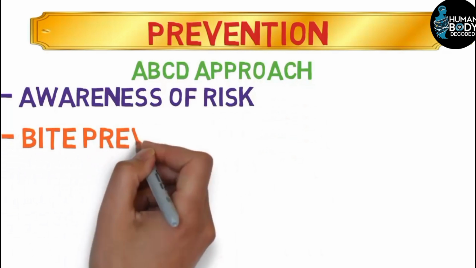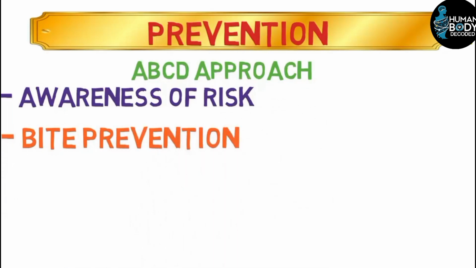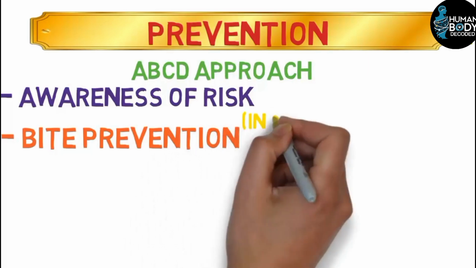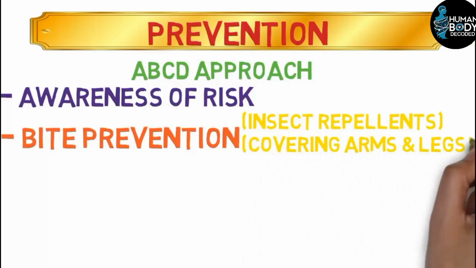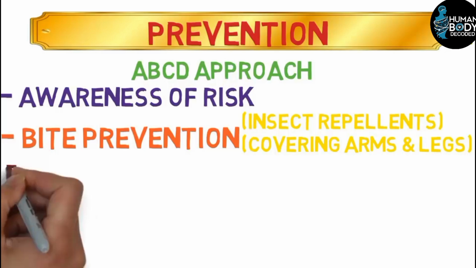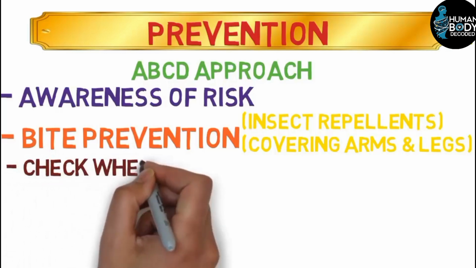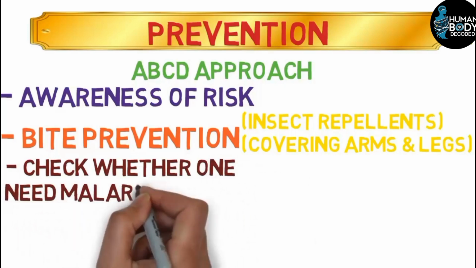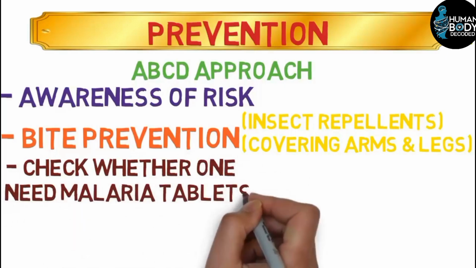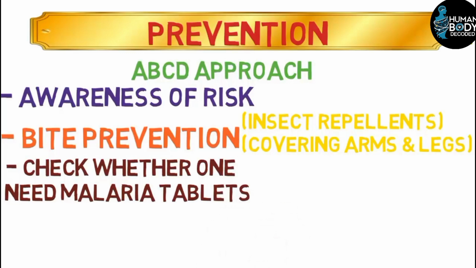B for bite prevention. Prevent mosquito bites by using insect repellents, covering your arms and legs with protective clothing, and sleeping under mosquito nets, especially in high-risk areas. C for chemoprophylaxis, preventive medications. If you're in a malaria-prone area or have been exposed, consult a doctor about anti-malarial medications to prevent the disease.